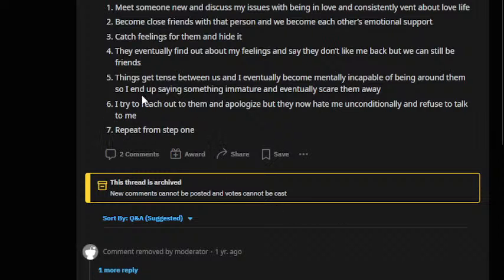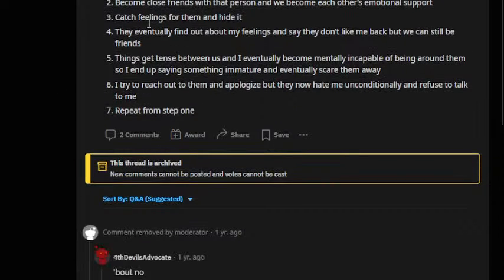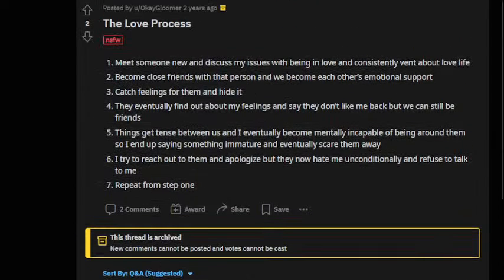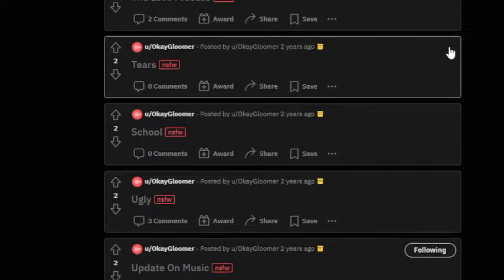I don't think this is how steps work. Step 7 should not be a thing here. It's not "repeat from step 1." That's not a step. That's something you say after explaining the steps. That's not another step. Okay, whatever. Fuck you.